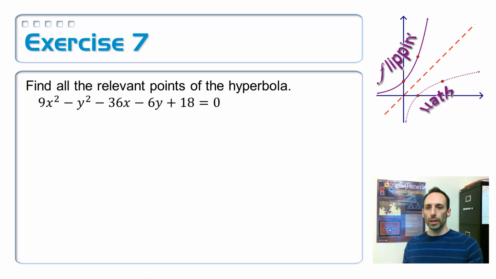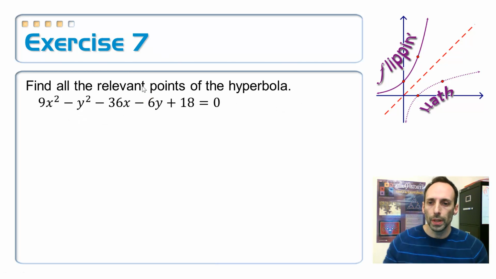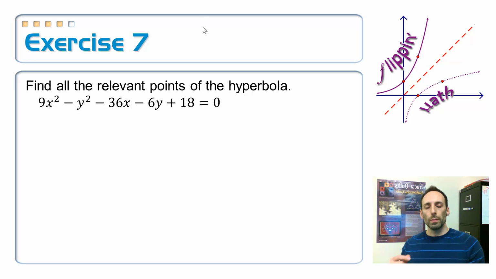So let's try that on one final problem here. Actually, next to the last problem, but whatever. I think it's the next to the last one. Here, let me just take a sneak peek. Oh, there we go. So find all the relevant points of this hyperbola. And that's going to be easy if we first put it into standard form. So putting this thing into standard form goes like this.